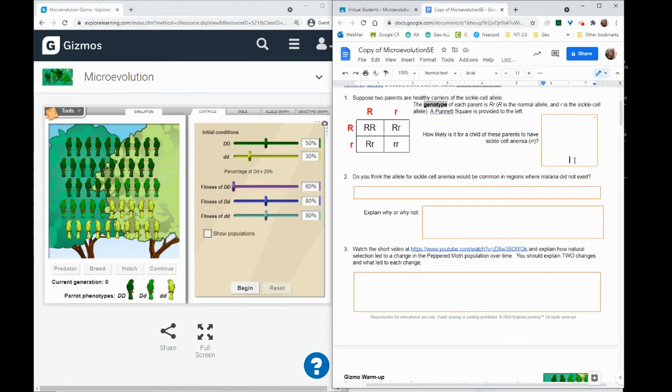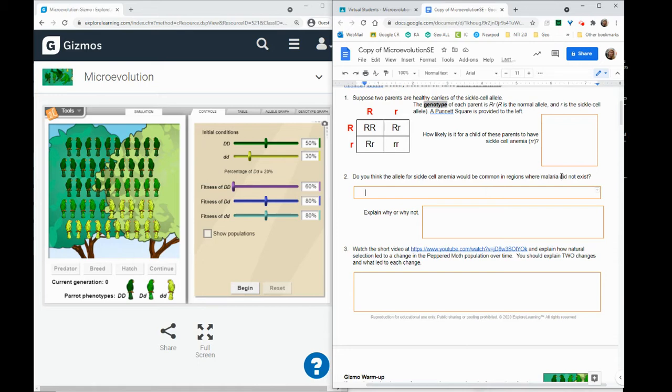And then for the next question, do you think the allele for sickle cell anemia would be common in regions where malaria did not exist? So let's think about this. Mutations often happen randomly. But it's the ones that are beneficial that tend to be passed on from generation to generation. I'm not saying that negative ones are never passed on, but the ones that are beneficial are the ones that are more likely to be passed on because those are the individuals who are better able to survive long enough to have their own children and pass on their genes.